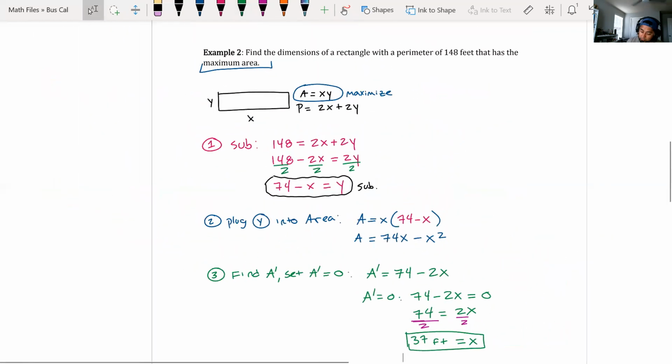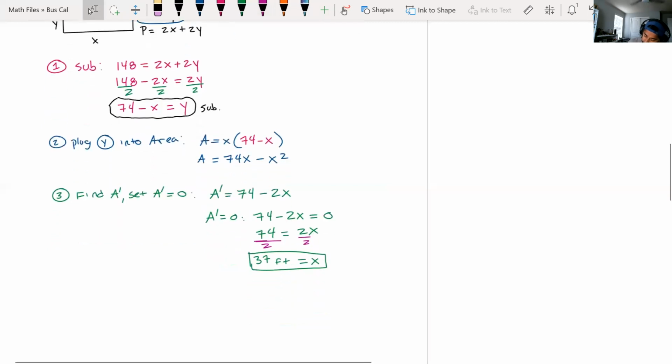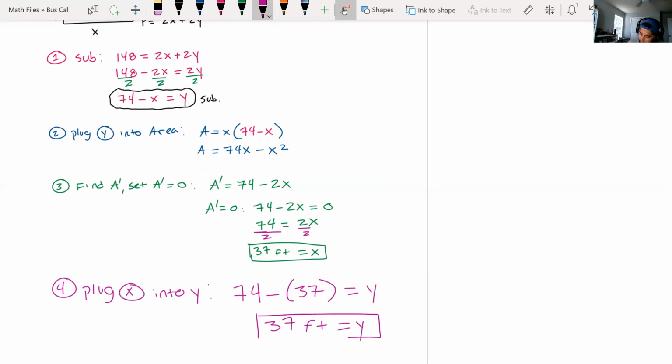So that means in order to maximize the area of this rectangle, the length of x needs to be 37 feet. So all we have to find is y by plugging x back into our substitution. So 4. Plug x into y. And we get 74 minus 37 equal to y. And 37 feet is equal to y.